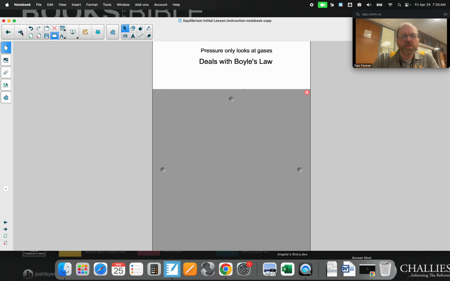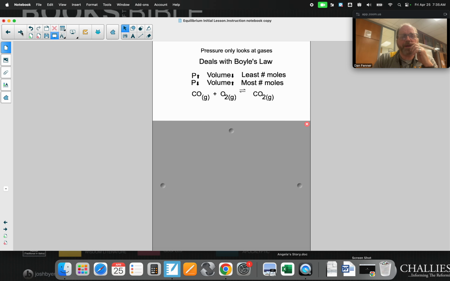All right, good. Now for pressure, pressure only looks at gases. Remember we talked about gas laws in the past. Boyle's law says that if pressure goes up, volume goes down. That means we want to go to the side with the least moles of gas. Conversely, if pressure goes down, volume goes up, we're going to go to the side with the most moles of gas. So let's look at a problem here. CO plus O2 yield an equilibrium, give me CO2, and balance it up, we get 2 and 2.